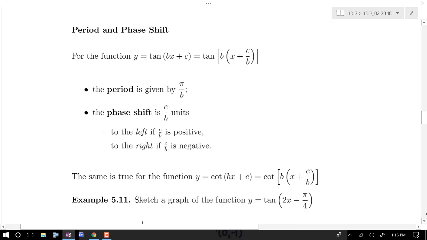Then we can make adjustments to the graph like we normally would. So if I wanted to graph tan of bx plus c, just like we would with sine and cosine, we take whatever this coefficient on x is and factor it out. So when we factor out, it's b times parentheses x plus c over b. And when we factor it out, one of the reasons is because then this right here is the phase shift.